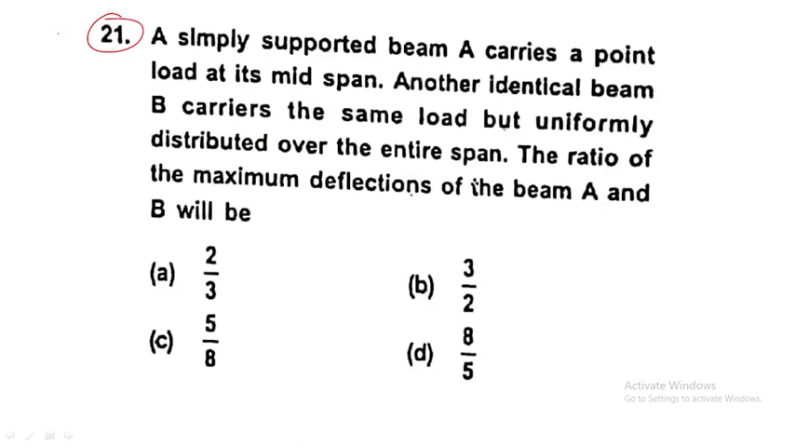Next question, question number 21. A simply supported beam A carries a point load at its midspan. Another identical beam B carries the same load but uniformly distributed over the entire span. The ratio of maximum deflection of beam A and B will be what? How will we solve this one? This type of question we have already solved in this class only.